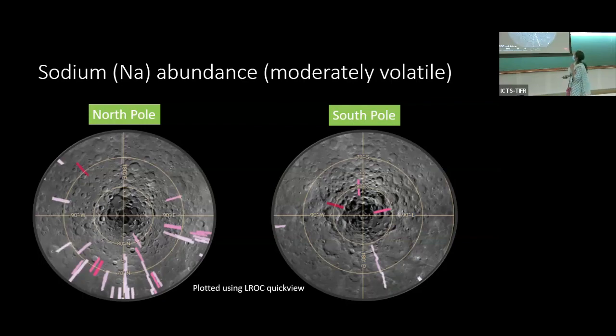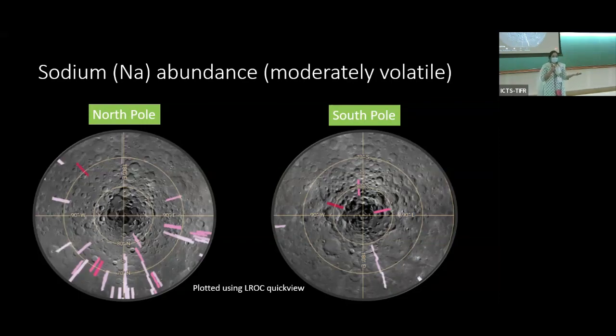across the poles. That's a sodium abundance, newly mapped with CLASS, because again, sodium is not detected with any other technique. Its importance is because it's moderately volatile. So like water, this is an important element to trace and see, because you lose it to the exosphere. So there is a cycle on the moon.